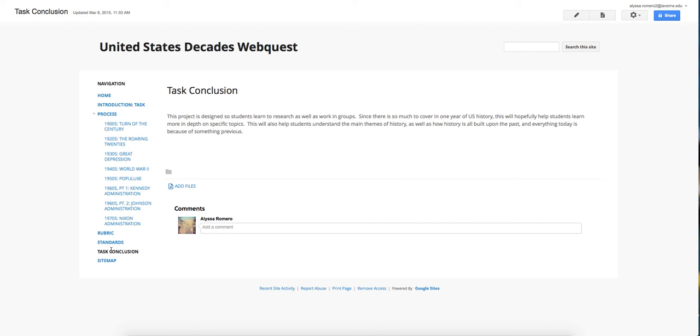Without the 1920s, you couldn't have had the 1950s, and without the 1940s, you couldn't have had the 1950s, and that's really important for the students to see.